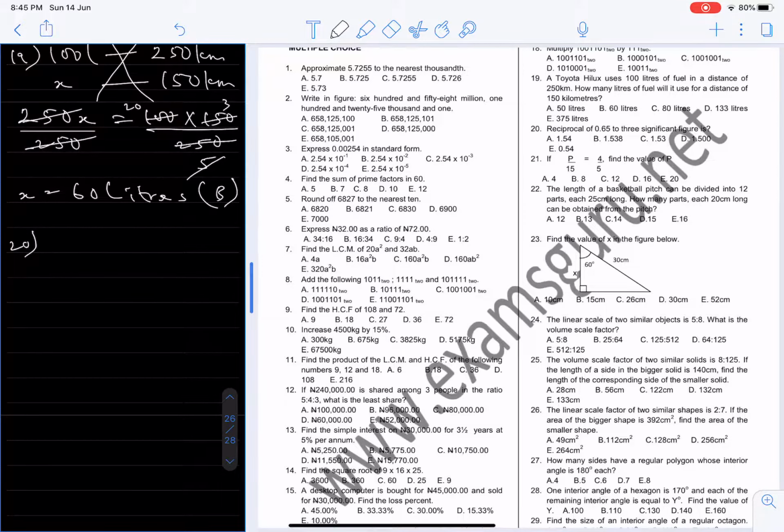Find the reciprocal of 0.65 to 3 significant figures. Reciprocal means 1 divided by that number.